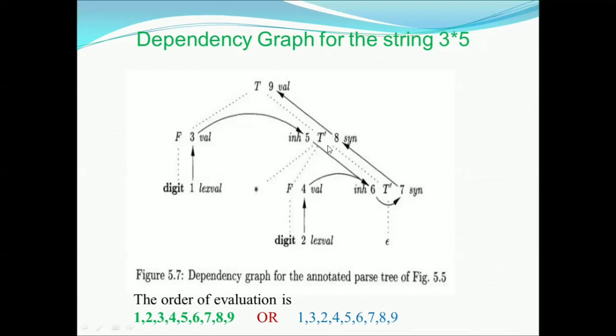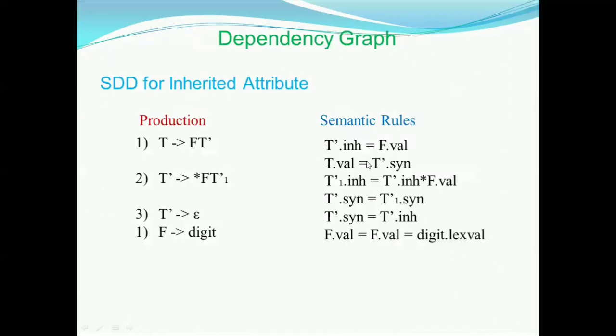I cannot execute this particular node because I don't have the value of one more operand. So once I get this value, please observe that this T, this T, this T are one and the same. Only thing is, to show that they are parent and child, we show it as a difference, as T dash. So my rule will be T dash dot inherited equals F dot value. I mean to say that I'm getting the value of F into the T using the inherited attribute. I'll come to what this T dot value is later.